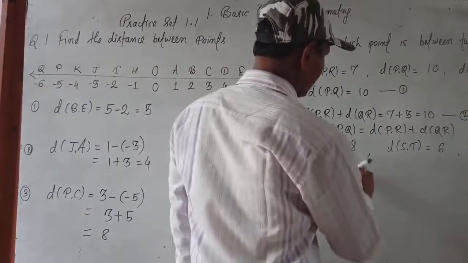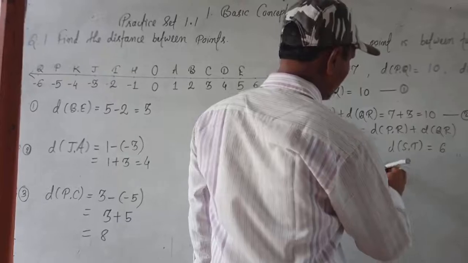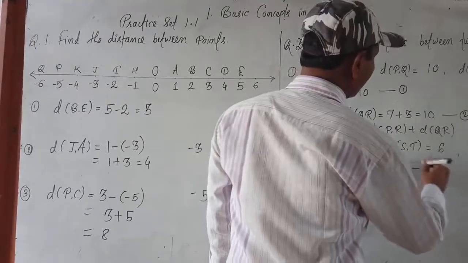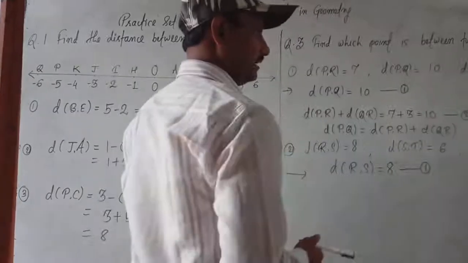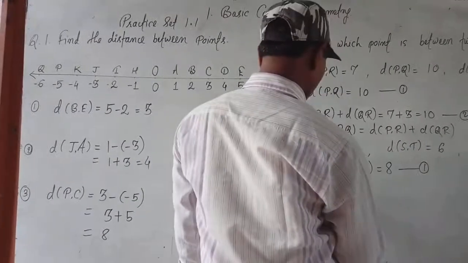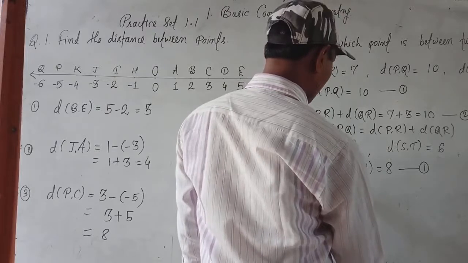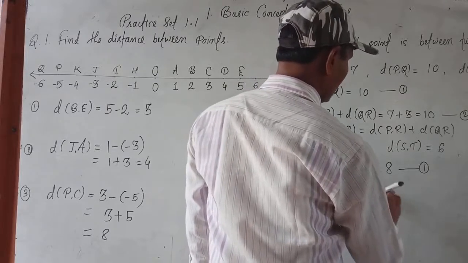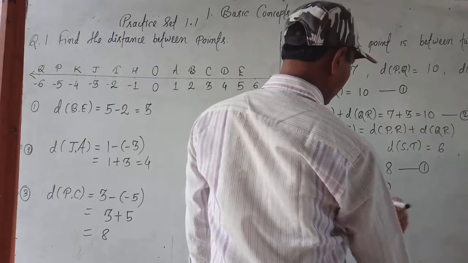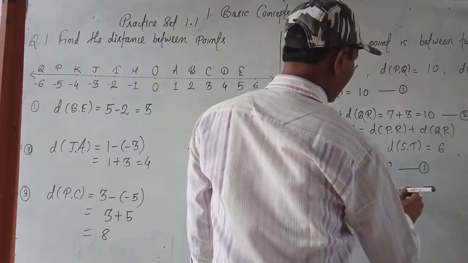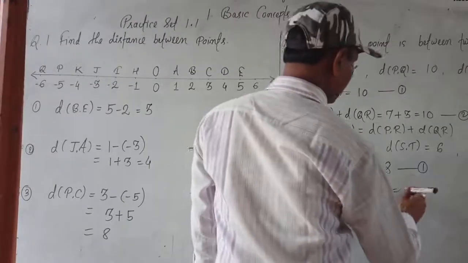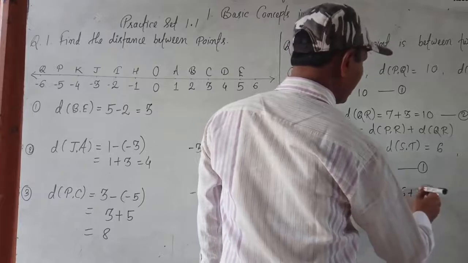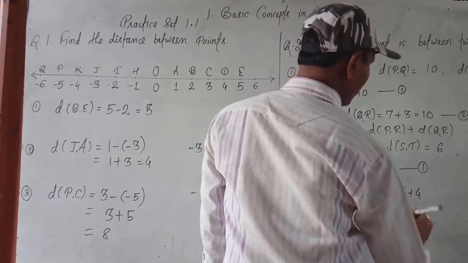Now the second one: take the bigger distance. The bigger one is RS. Equation number 1. Then add the remaining two distances: distance ST plus distance RT equals, ST is 6, RT is 4, so equals 10.